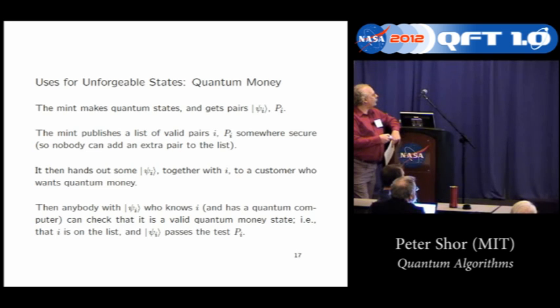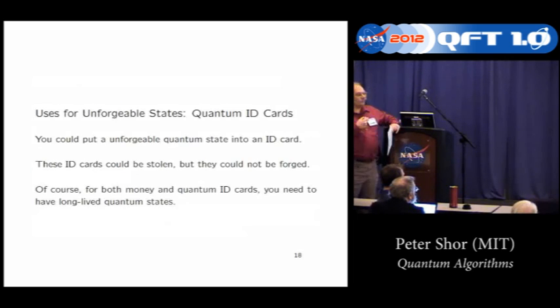And now anyone who knows the verification protocol and who has a quantum computer can check that psi sub I is really the valid bill. Okay. And you could also use them for quantum ID cards because, well, they might be stolen, but they can't be forged because you cannot copy it without destroying it.